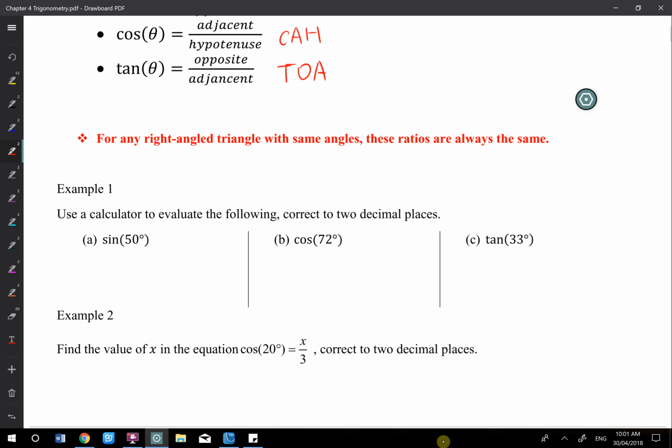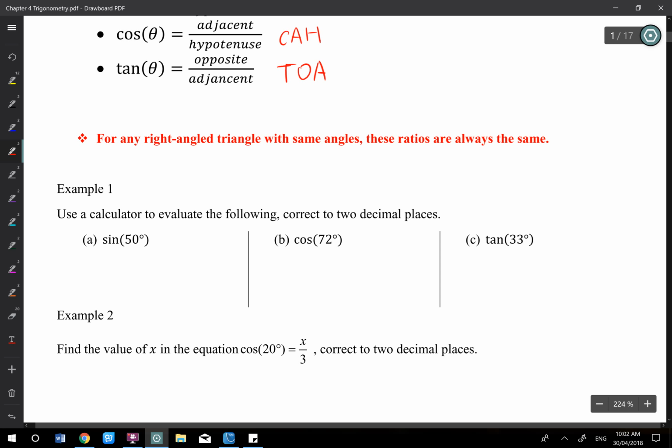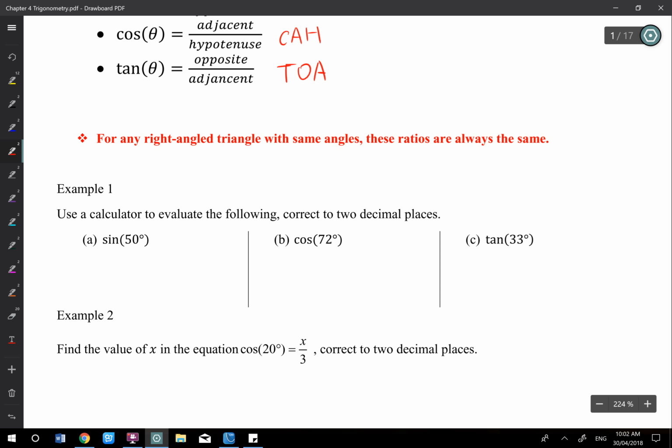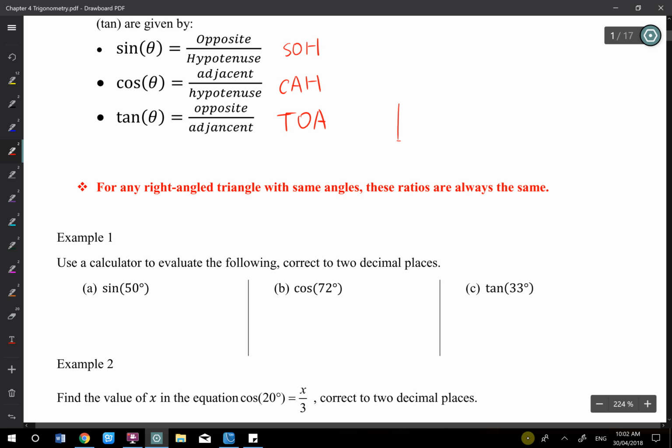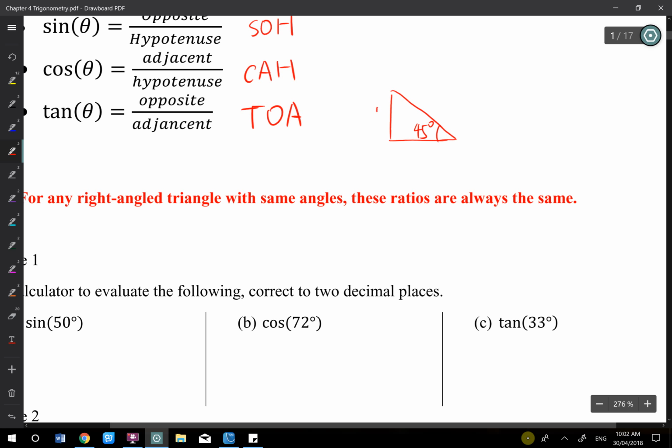You know that for any right angle triangles with the same angles, these ratios are always the same. What that means, for example: I have a right angle triangle with a 45 degree angle and sides 1, 1, and √2. And I have another right angle triangle with 45 degrees as well, but obviously this one is bigger. I have 5 and 5 as the straight lengths, and 5√2 for the hypotenuse.